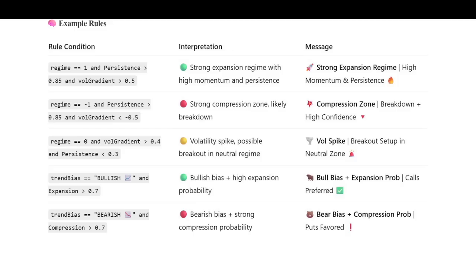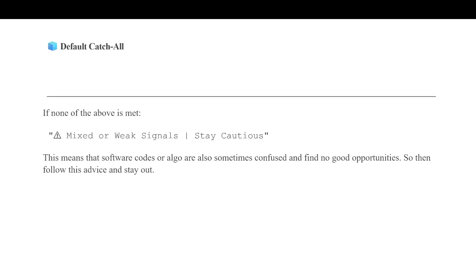Or you might see something like a compression zone with breakdown, high confidence, which means a potential volatility breakdown is imminent, probably a good time to short straddles or do something else. Now, these are some sample signals which I have given. If none of these are found, then it will show you mixed or weak signals, stay cautious. This means the software code or algo is also sometimes confused like traders and is finding no good clear opportunity. So then the advice is to stay out.